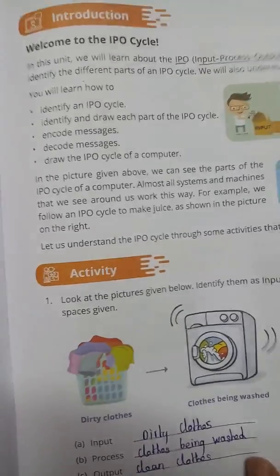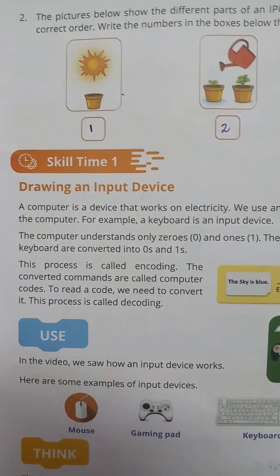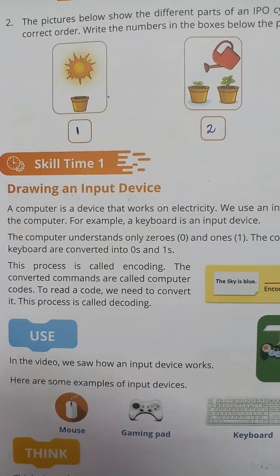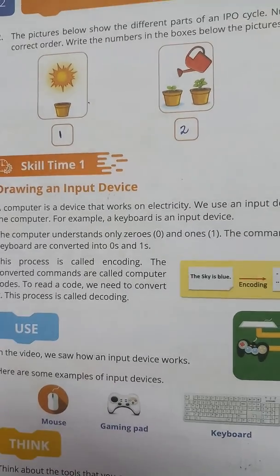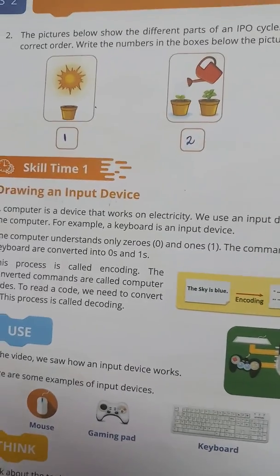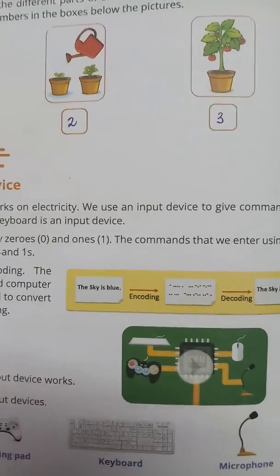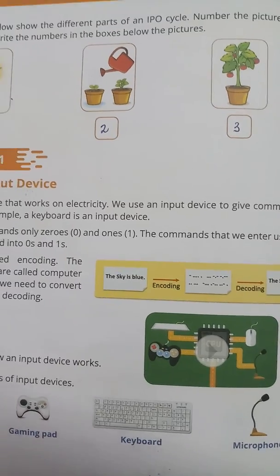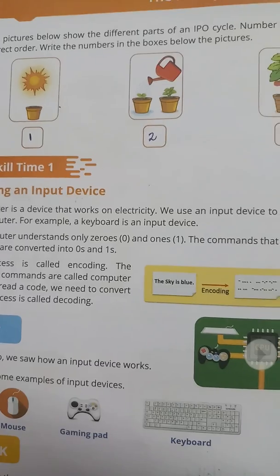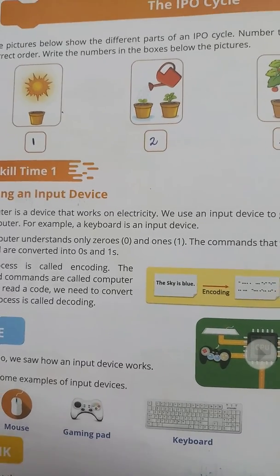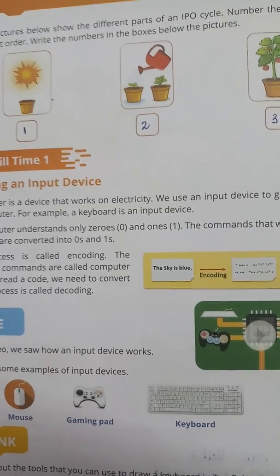Okay, so here our first skill time is drawing an input device. A computer is a device that works on electricity. We all know that it's an electronic machine. It works with the help of electricity. We use an input device to give commands or instructions to the computer. For example, a keyboard is an input device. The other input device is the mouse.